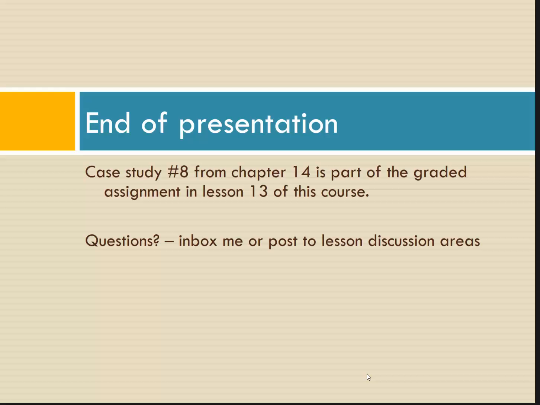The last one, number 8, at the end of this chapter, is a patient who has a pressure sore or decubiti. That particular one is part of your graded exercise for lesson 13 of this course. So if you have any questions on this presentation, please let me know. Post in the lesson discussion area or inbox me here in Canvas.